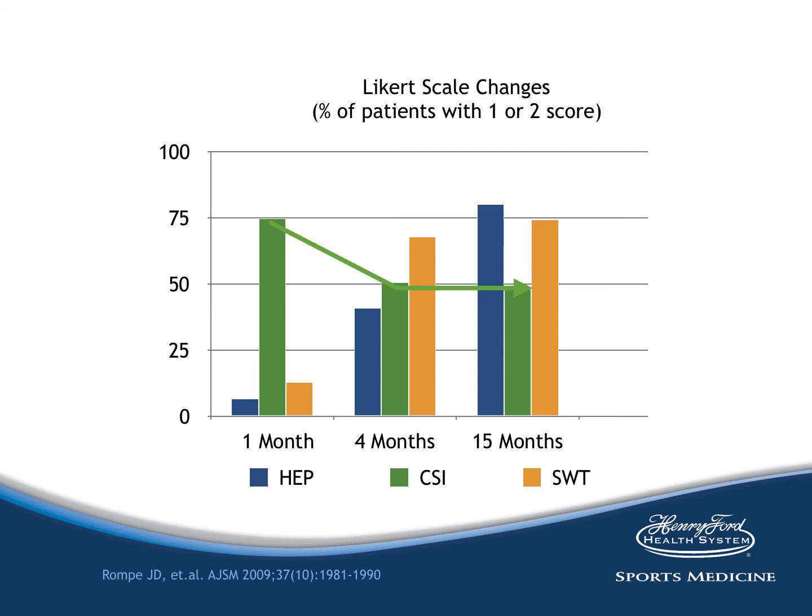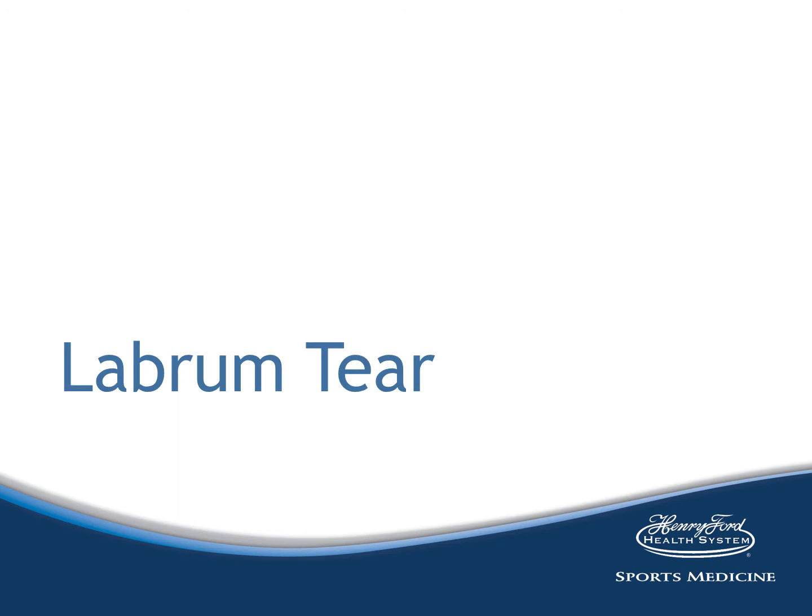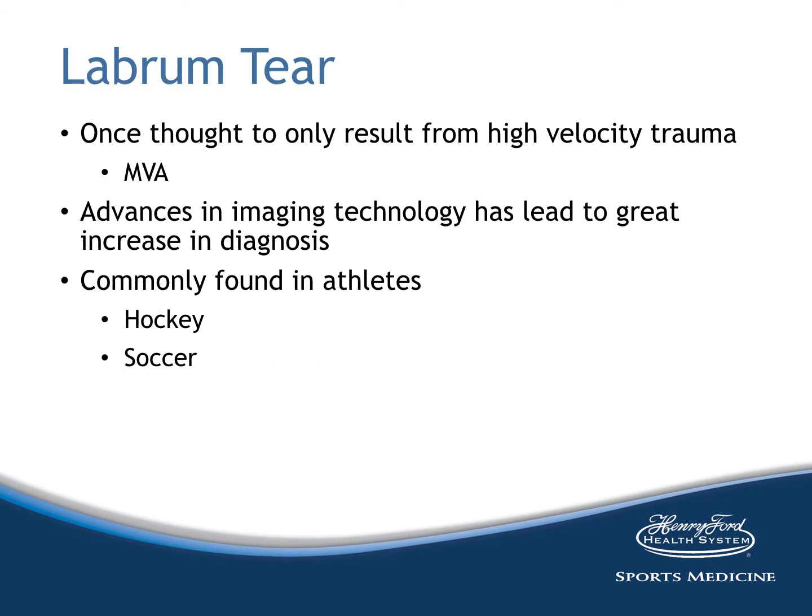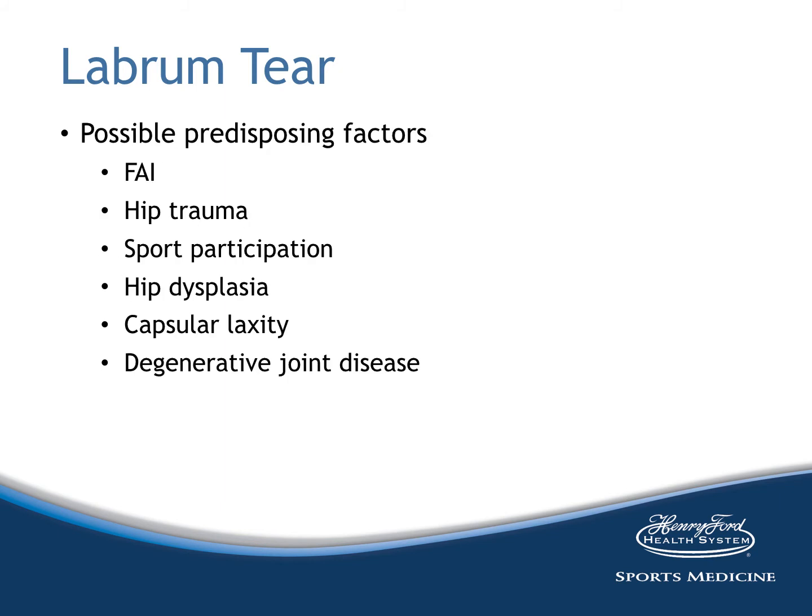Changing gears again, we're going to move on to the discussion of labrum tear. It was once thought that this was only due to high-velocity trauma, such as what was seen in a motor vehicle accident, but advances in imaging technology has led to a great increase in the diagnosis, and we commonly find this in athletes, particularly hockey players and soccer players. Possible predisposing factors include the presence of impingement, hip trauma, sport participation, hip dysplasia, capsular laxity, and degenerative joint disease.